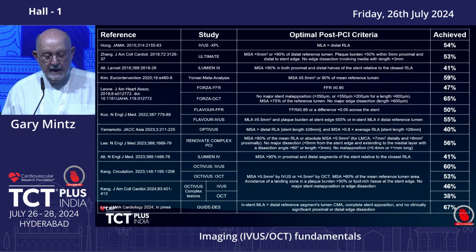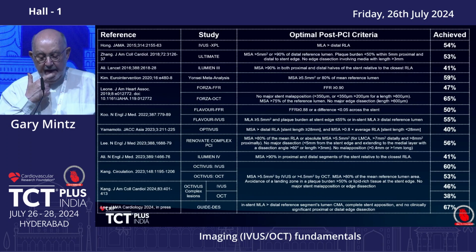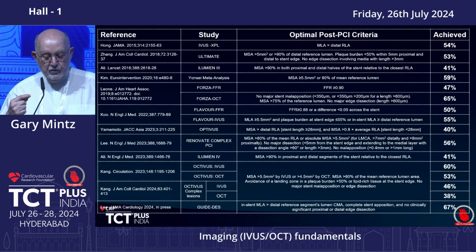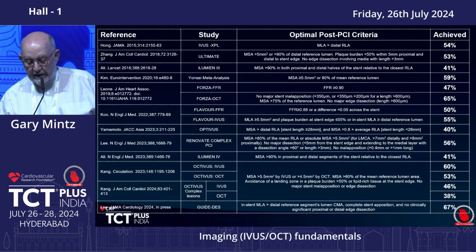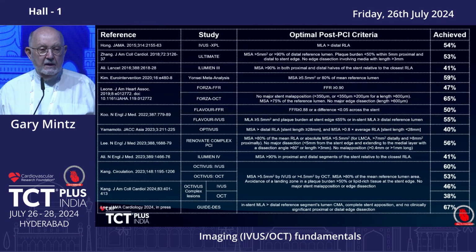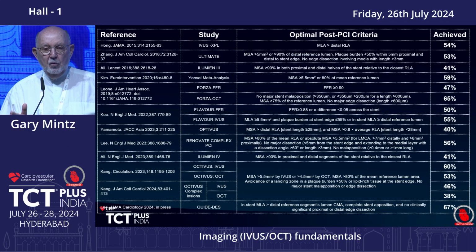Now, in this slide, I summarized all the literature of the studies with IVUS or OCT guidance and the criteria for post-PCI optimization and how often it is achieved. In general, it's achieved only 50% of the time. Most of the time, or half the time, you don't get the result that you really would like.